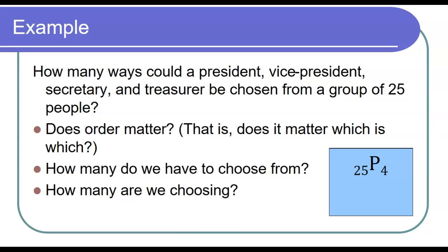So we can either do that by multiplying together 4 numbers starting with 25. So 25 times 24 times 23 times 22. Or we can do 25 factorial on top over, let's see, 25 minus 4 is 21 factorial on the bottom. Or we can just use that special built-in function or button on our calculator. But however we calculate it, it comes out to 303,600. So that's the answer to this question.